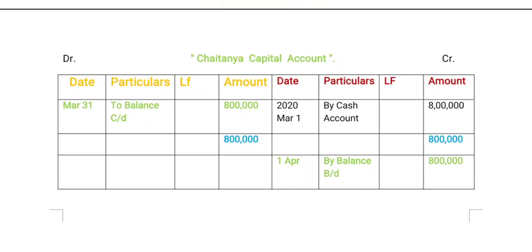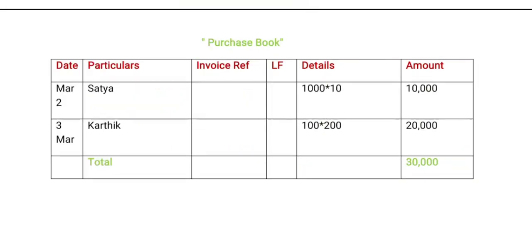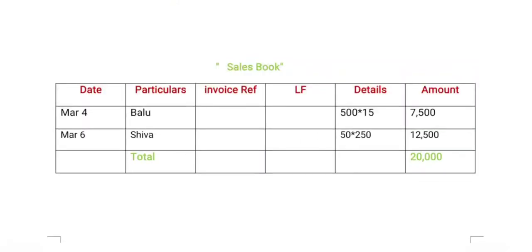down 8 lakhs. We are coming to the purchase book. There is no related transaction to the purchase book, that's the reason we are also closing this account. Now 10,000, total 30,000. Now coming to the sales account. Here also it is the same, there is no related transaction to sales, that's the reason the account is balancing. It is 7,500, 12,500, it is equal to 20,000, it is closed.